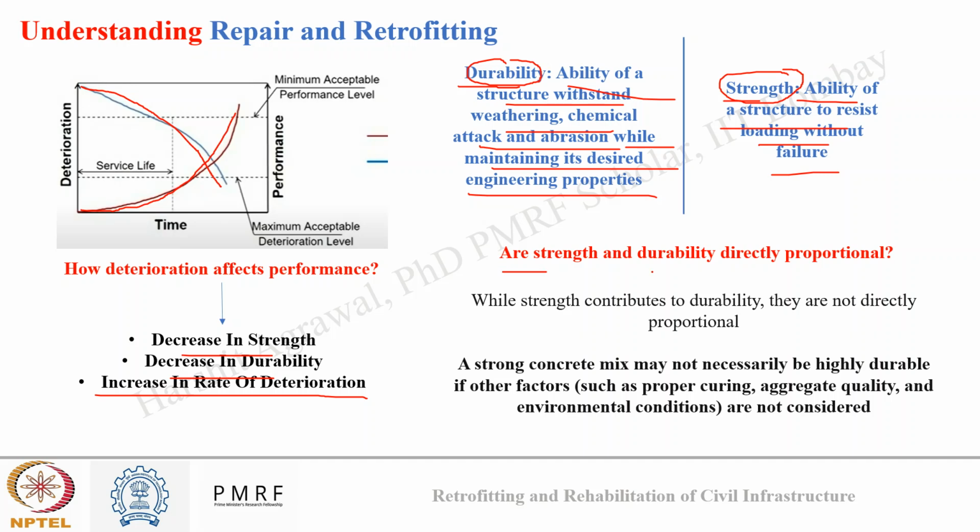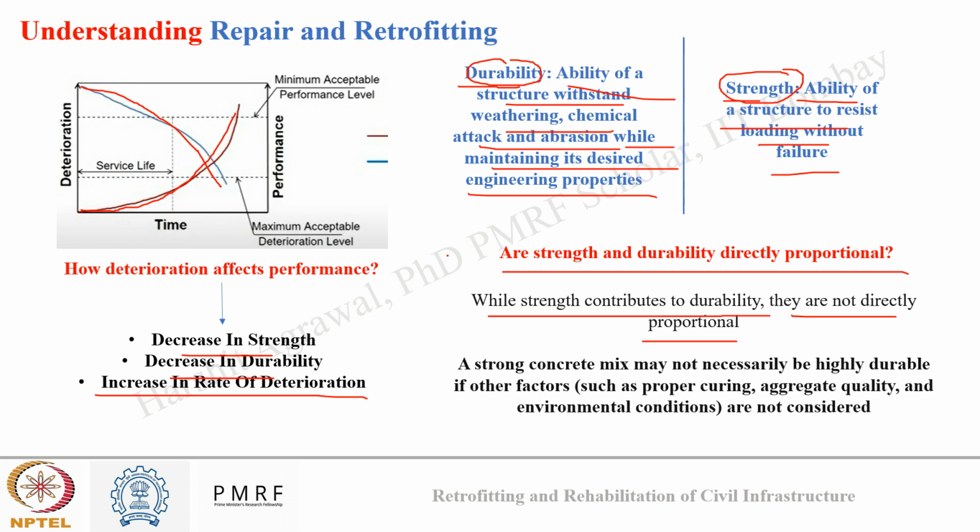One more point: are strength and durability directly proportional? While strength can contribute to durability, it is not directly proportional to durability, because a stronger concrete mix may not be highly durable. It also depends upon other factors like proper curing, aggregate quality, and environmental condition. I can explain this by one example. Suppose you have a reinforced concrete structure, M40 grade. This structure is located very far away from seawater. The exposure conditions are very mild, so that structure will appear to be very durable.